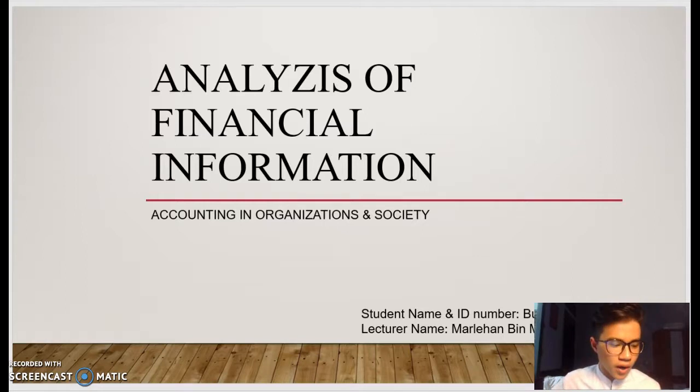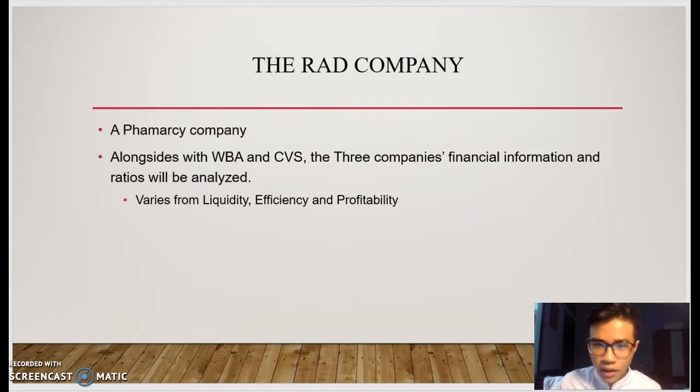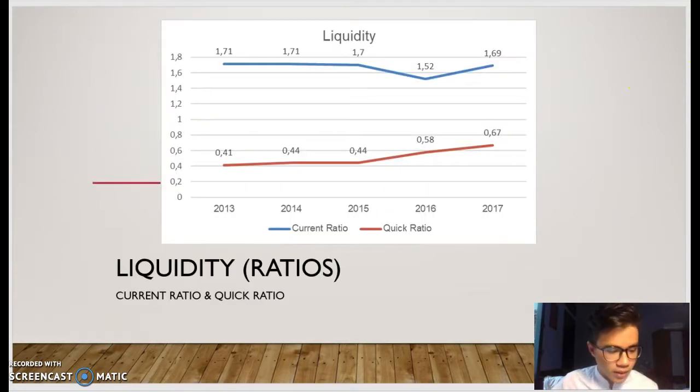In question 1, I decided to analyze the RAD company, one of the three pharmacy companies besides WBA and CVS. Ratios and financial information analyzed are related to liquidity, efficiency, and profitability. In terms of liquidity, both quick ratio and current ratio describe the ability to pay the short-term obligations.